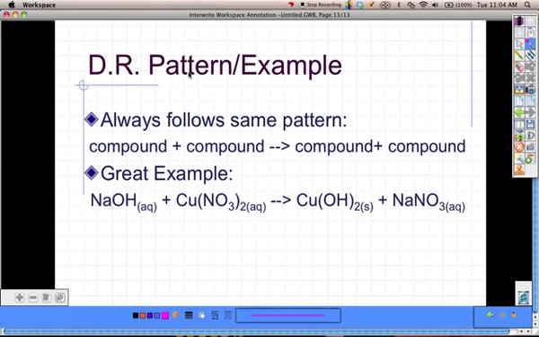So what will we put as a coefficient in front of sodium hydroxide? Yeah, 2. Good. 2 sodium hydroxides. Okay, show me what coefficient we would have in front of copper 2 nitrate. Yeah, I would have a 1, so I won't write anything out. 1 copper 2 nitrate.